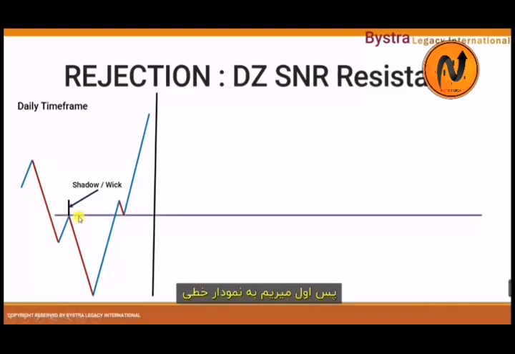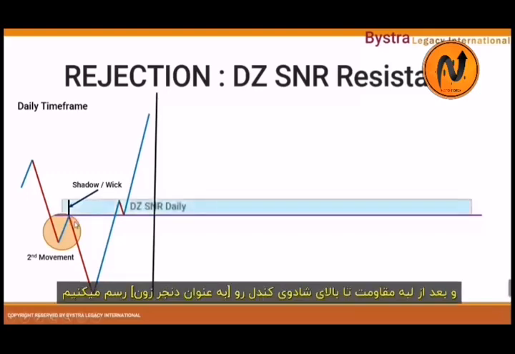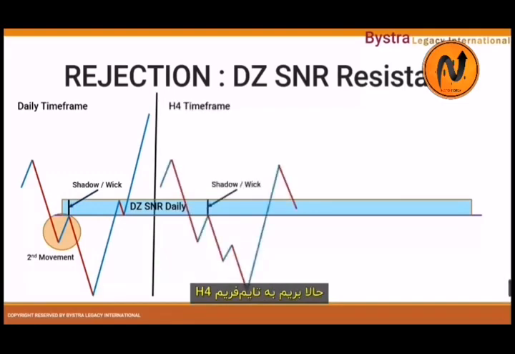So first we go to the line chart. We mark the horizontal line. And then we mark this as our second movement. And then we mark from the edge of the resistance all the way up to the shadow, or the wick, of the candlestick. Now let's move to the H4 time frame.